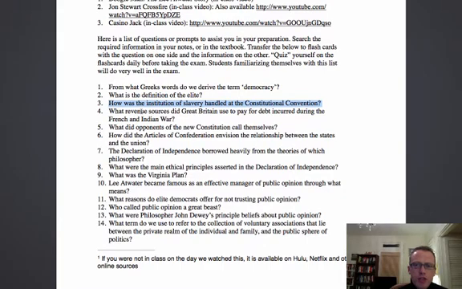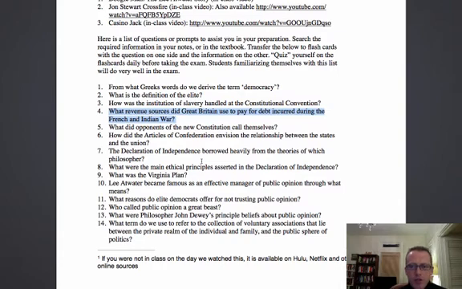How was the institution of slavery handled at the Constitutional Convention? We discussed that in class, and as you know, one of the only ways through which the members signing the Constitutional Convention could agree was to have a sort of an agreement to disagree on the question of slavery. And so you should have a look at your reading for that.